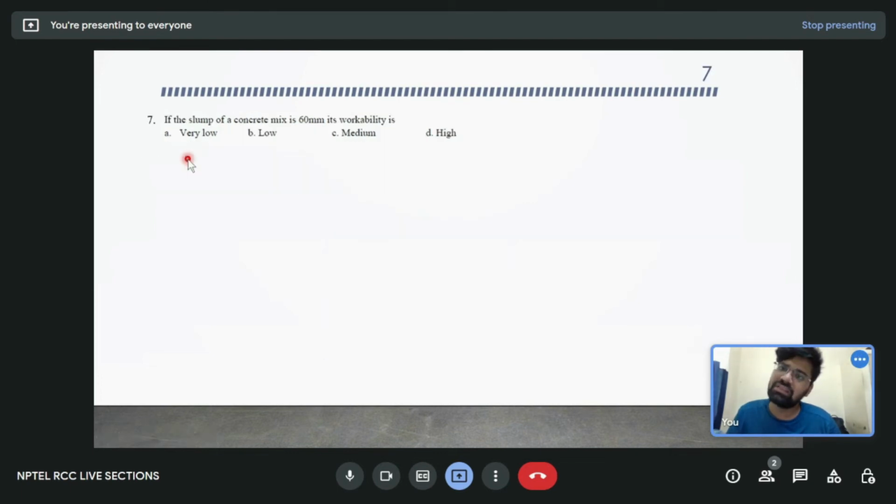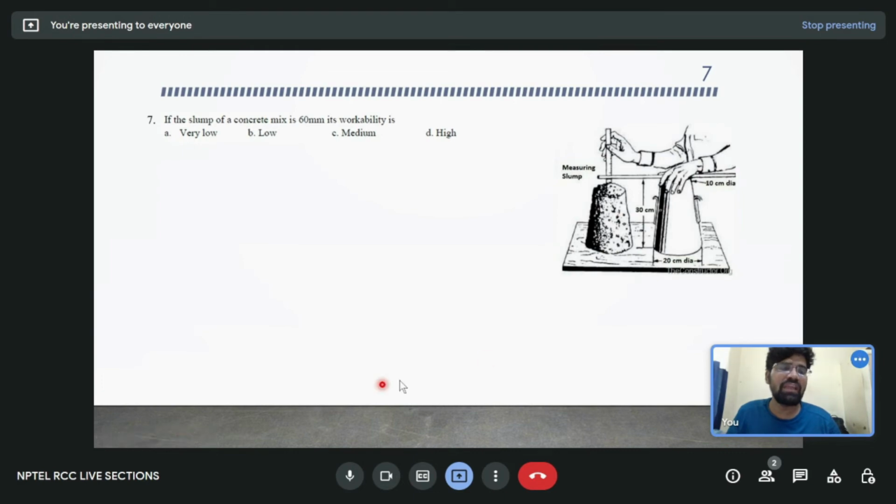Now the seventh question is, if the slump of a concrete mix is 60, its workability is what? Let me first remind you what slump is. In order to check the workability of concrete, we have the slump cone test. We fill the concrete inside the slump cone in a particular manner, which is mentioned in some IS codes. We fill the concrete inside the slump cone and remove it slowly. Then the slump is the measurement of the height of the concrete from the top of the slump cone, as can be seen here.